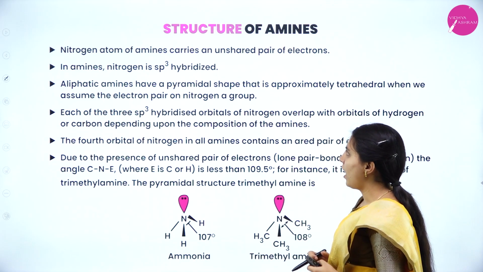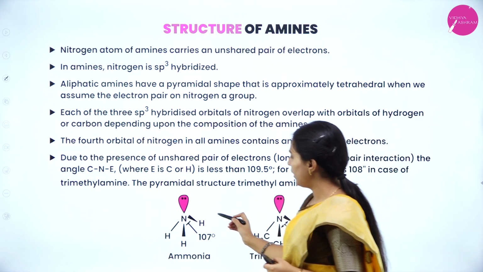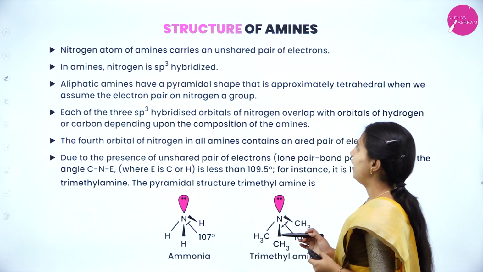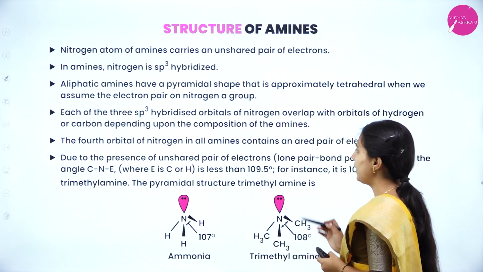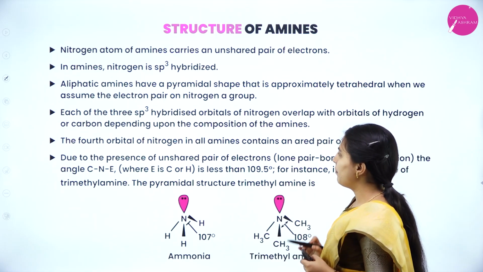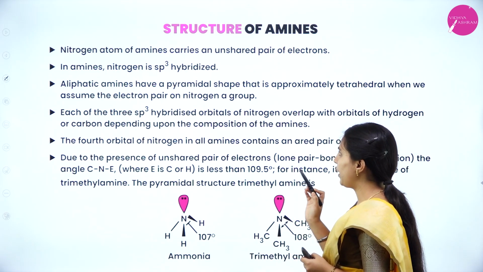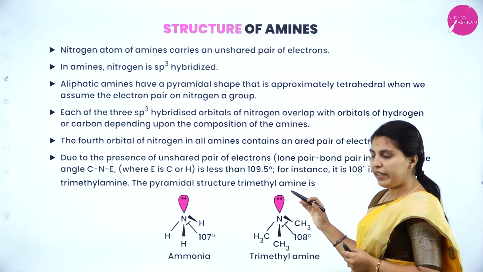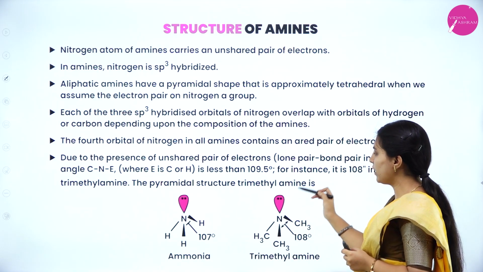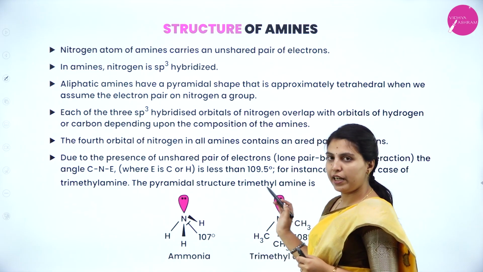Next, structure of amines. Nitrogen atom of amines carries an unshared pair of electrons. In amines, nitrogen is sp3 hybridized, all are single bonded. Aliphatic amines have a pyramidal shape, that is approximately tetrahedral, when we include the electron pair on nitrogen. In aliphatic amines, it is tetrahedral in nature, and above the nitrogen there is a lone pair of electrons present.